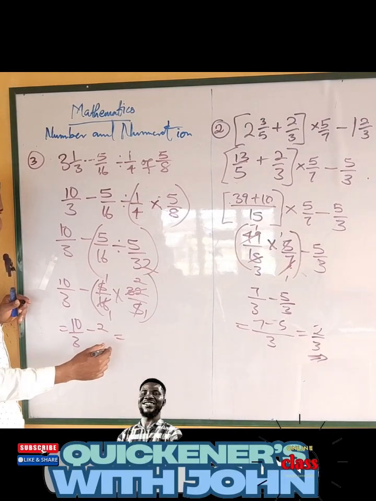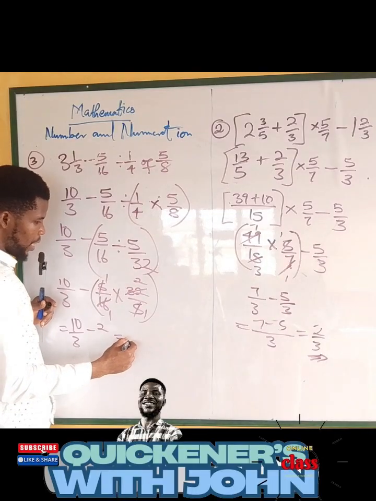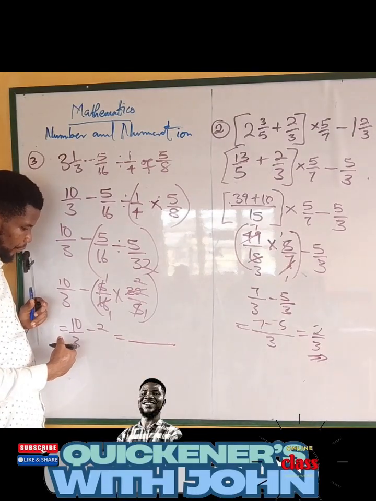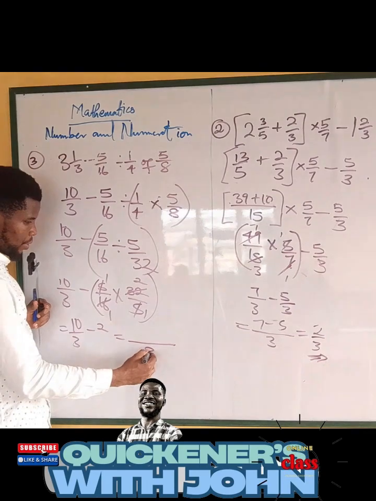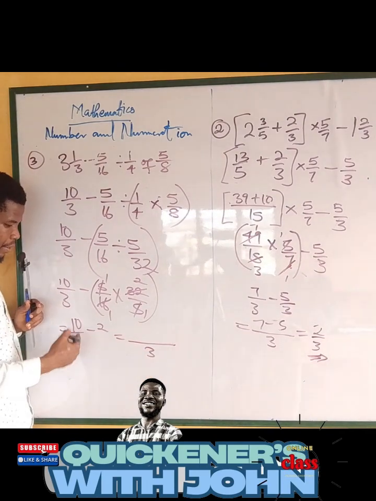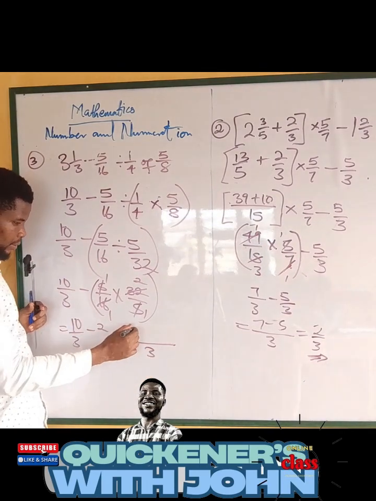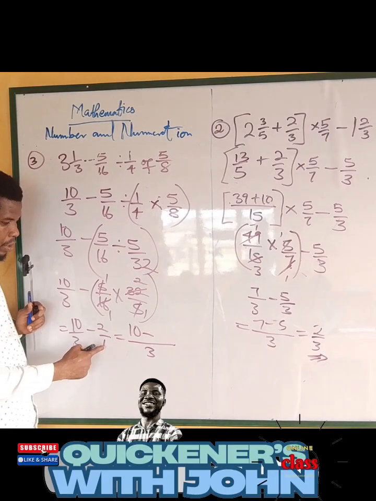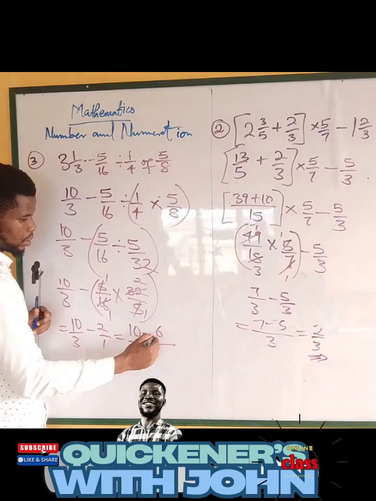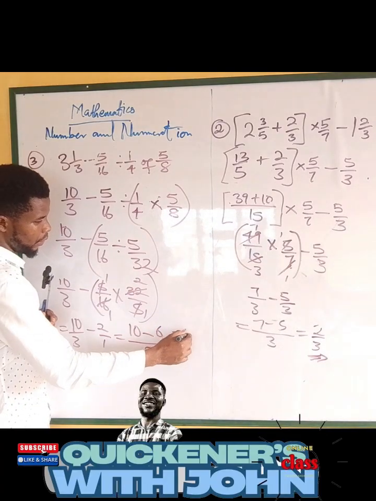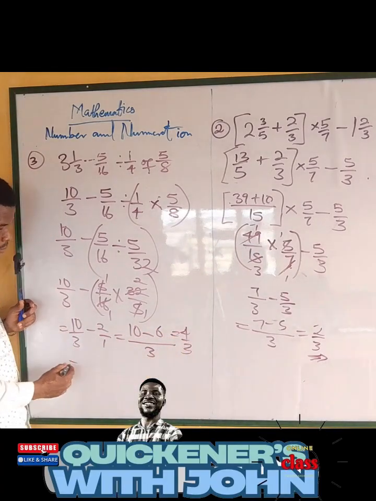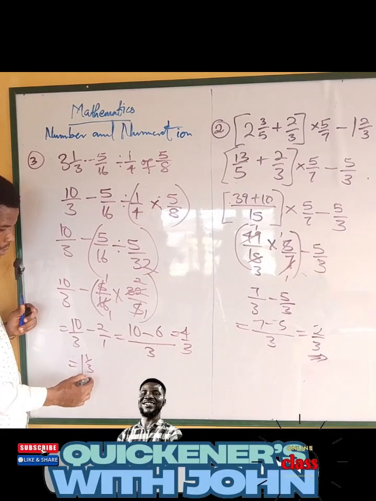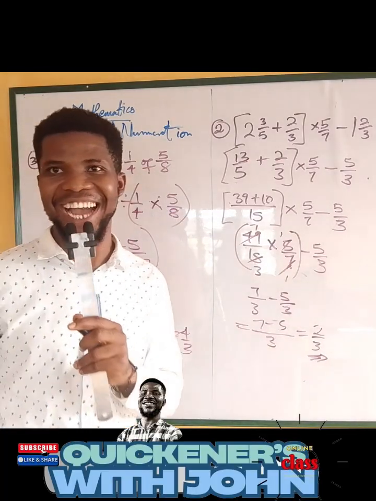Now you can find the LCM, okay? So what's the LCM? 3, right? 3 divided by 3, 1 times 10. 3 divided by 1, 3 times 2. 10 minus 6 over 3. And the simple form of that is 4 over 3. Alright, I hope you get that.